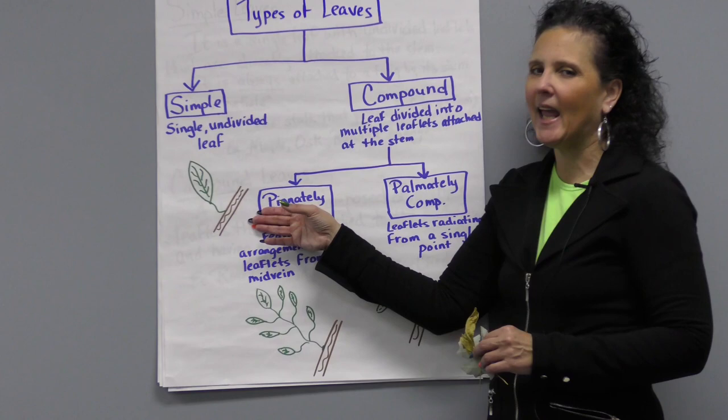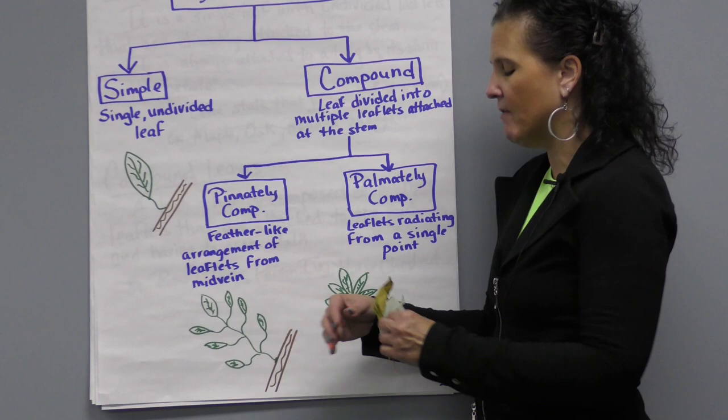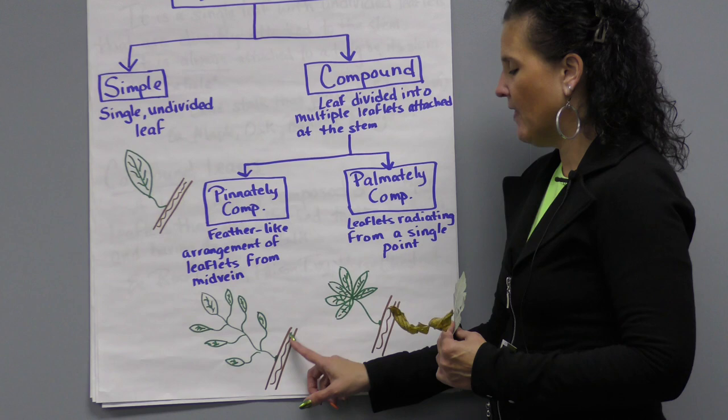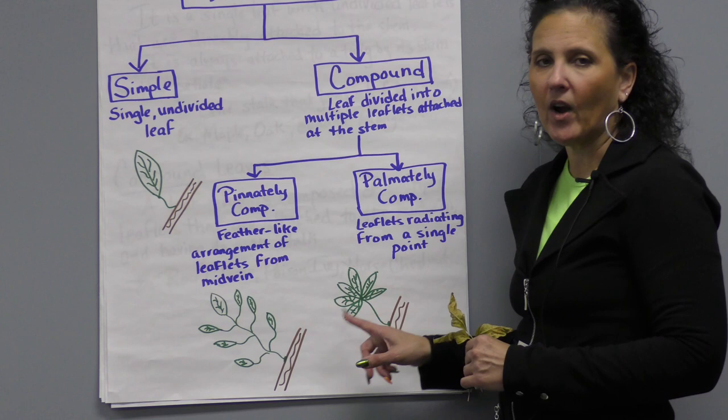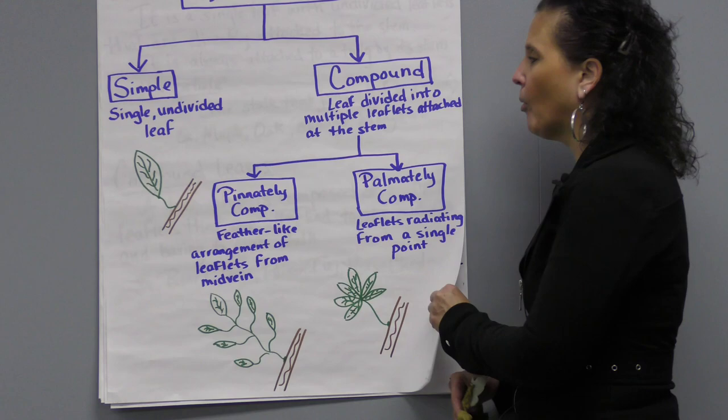They're a feather-like arrangement of leaflets from the mid-vein. So here we have a bunch of leaflets that are attached to a mid-vein and then attached to the tree. Palmately compound, on the other hand, the leaflets radiate outward from a single point. So they sort of look like the palm of your hand. And we're going to look at that here in just a minute when we look at leaf structure. So those are the two broad types of leaves.